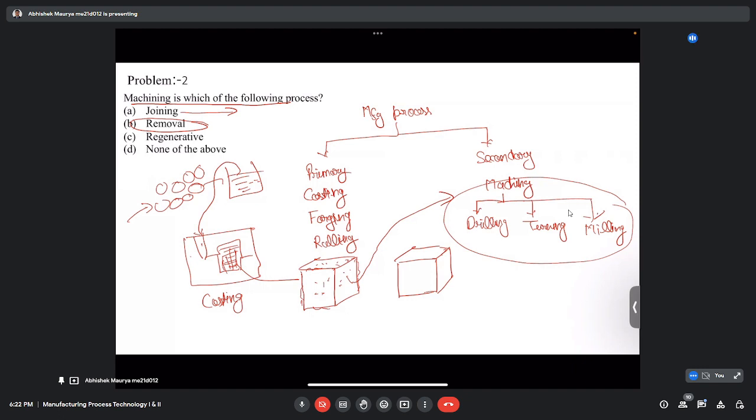As well as if we talk about regenerative process, one classic example is like 3D printing. Their material, we try to make a component by depositing the material layer by layer. So this is also addition process or material addition process. And these options are not correct for machining process. So the correct answer is the removal.